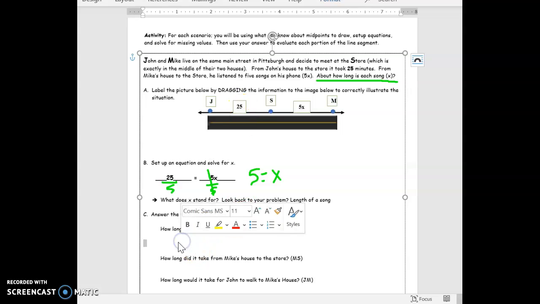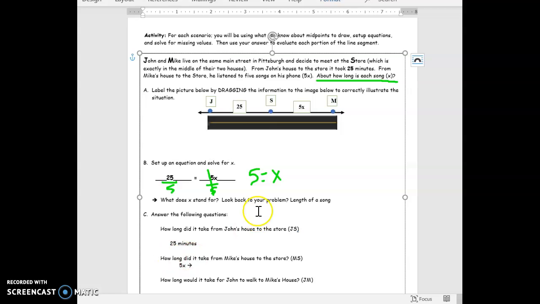So for the first one here, the information was already given to us. You just have to find it. Then how long did it take from Mike's house to the store? So from Mike's house to the store, it took 5x, right? He listened to 5 songs on his iPhone. He didn't know how long each song was, but it's 5x. So we can come here and say that the expression that was given from Mike's house to the store was 5x.